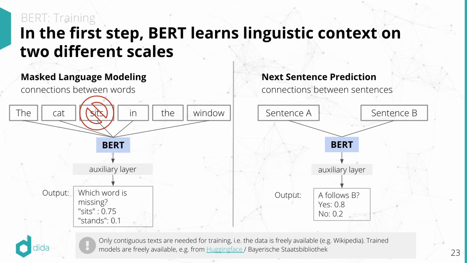The advantage of this way to learn linguistic context is that I don't need any labeled data. I only need contiguous text for training. And contiguous text is data that is freely available, for example, the Wikipedia or other free corpora. And what is even more important, trained models are freely available. So this whole step can be skipped in your own model development by just downloading the corresponding model, for example, from Hugging Face. Which is, again, very important because this first step is really time-consuming and computationally intensive.